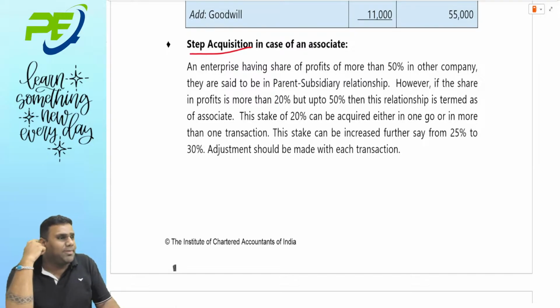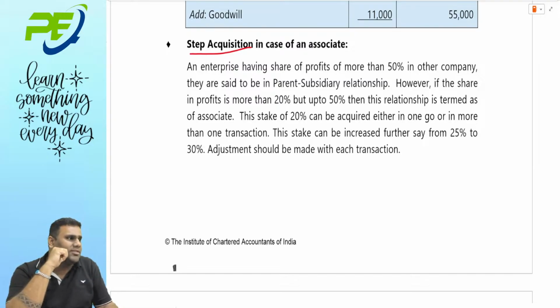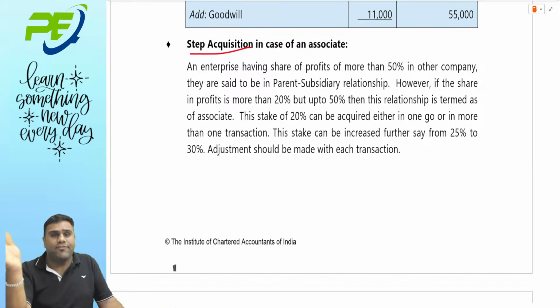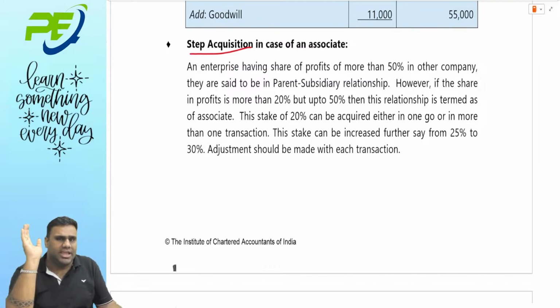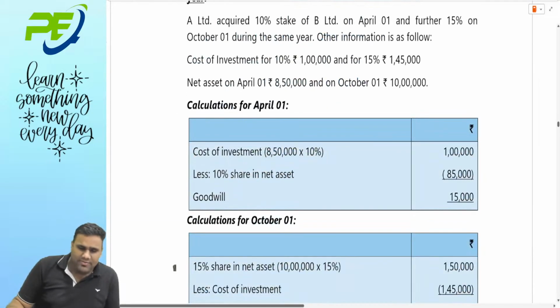Let's say, for example, I have 10% share in Reliance. Then I purchase 5 more percent. It becomes my associate, but I have acquired at different points of time. It might go from 20 to 25, or from 25 to 20. Both are included in step acquisition, either increasing or decreasing. No great impact, and it is not required.